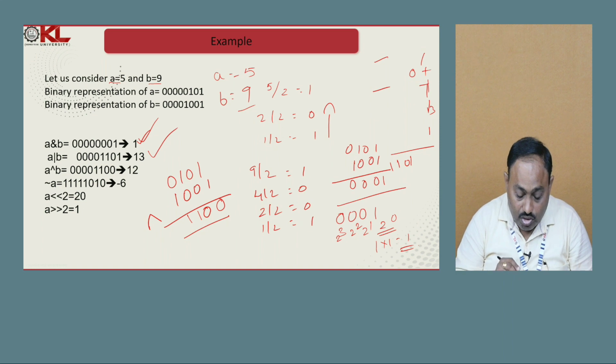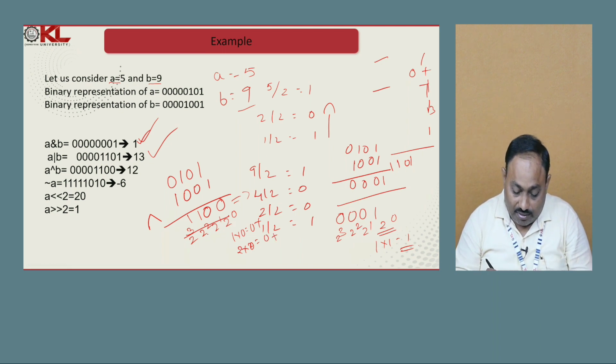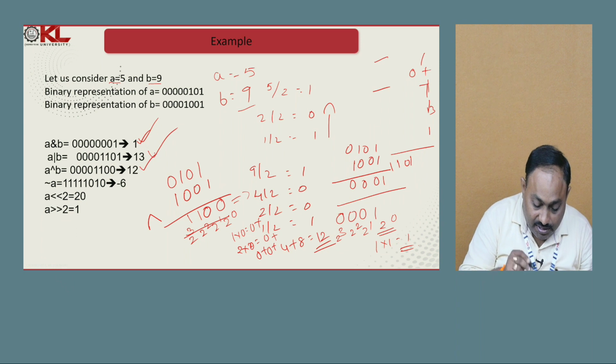Now I want to know the decimal equivalent value by using the standard formula, that is 2 power 0, 2 power 1, 2 square and 2 cube. Here 2 power 0 means 1, 1 into 0 is 0 plus 2 power 1 means 2, 2 into 0 is 0 plus 2 square is 4, 4 into 1 is 4 plus, next 2 cube is 8, 8 into 1 is 8. Now 0 plus 0 plus 4 plus 8, finally it is 12. This is A bitwise exclusive OR B.